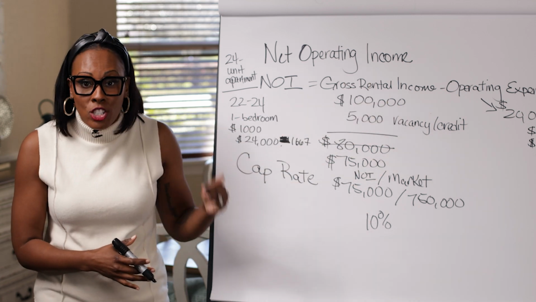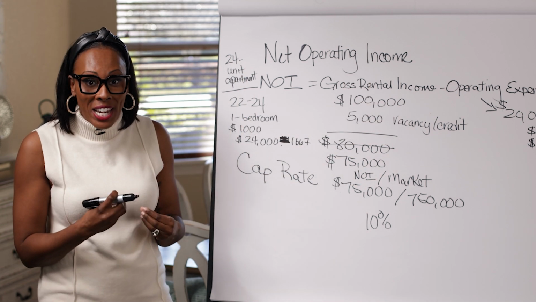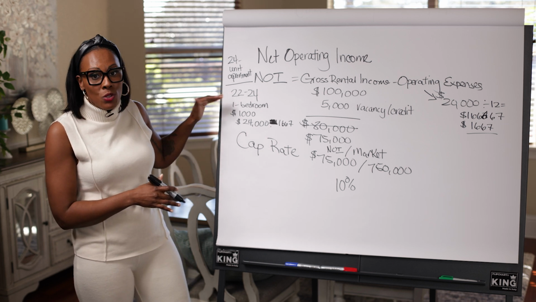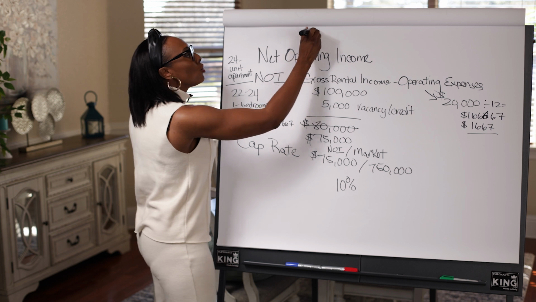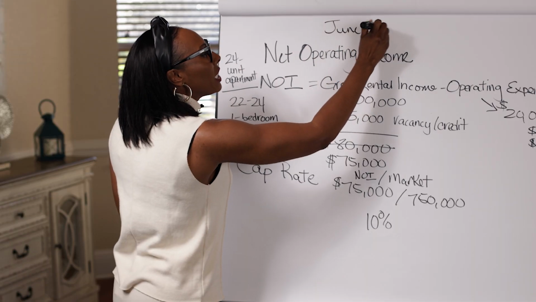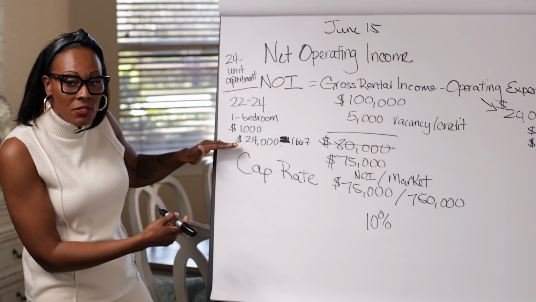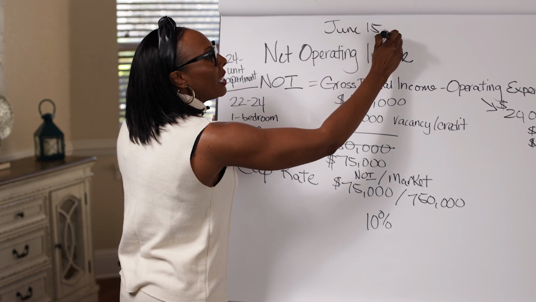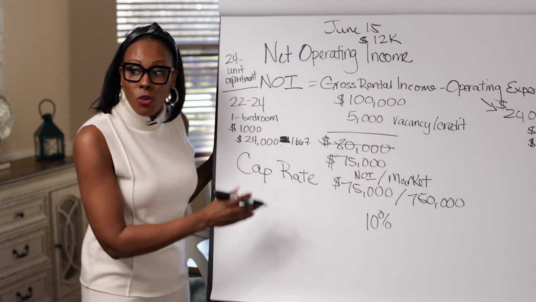But as soon as you close, as soon as the property is in your name, even if you close in the middle of the month, the seller owes you the rent. So say, for example, you closed on June 15th. The seller literally has already received all of these rents. So literally on June 15th, in this example, he'd have to give you $12,000 in credit for the rent that he already received.